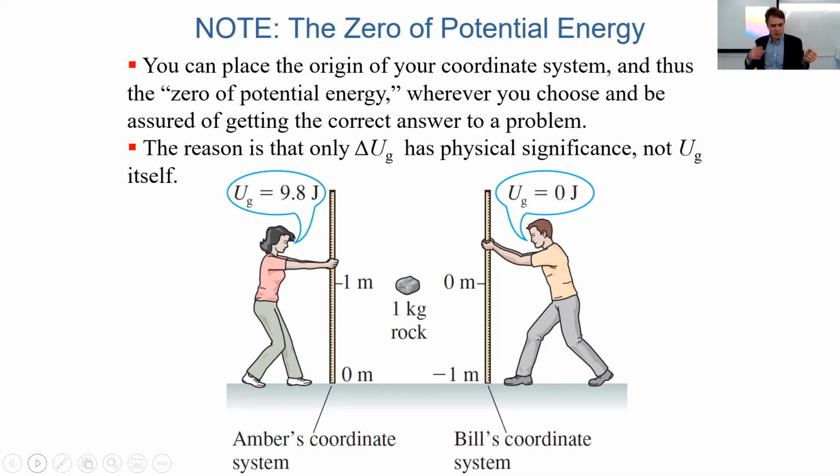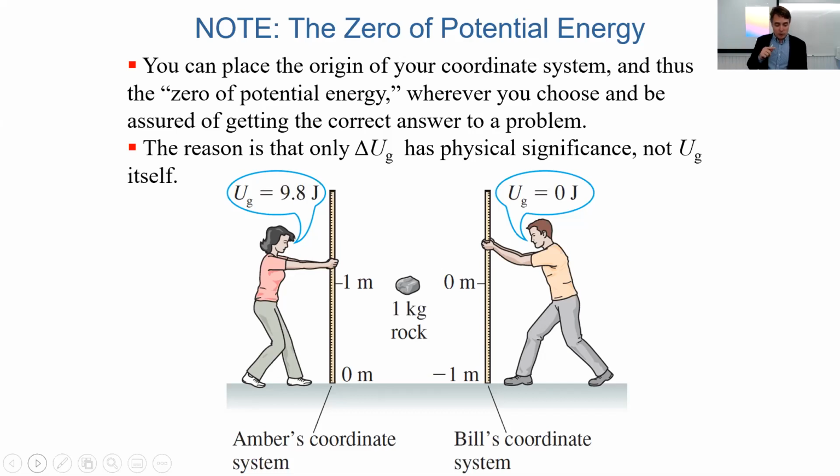So Amber says it's a 1 kilogram rock. So she says the gravitational potential energy of that rock is 9.8 joules. And Bill says, no, no, no. The gravitational potential energy of that rock is 0 joules. And then what happens is that the rock goes down and lands on their foot or something, and they go, ow, and they both are yelling, well, for a different reason.